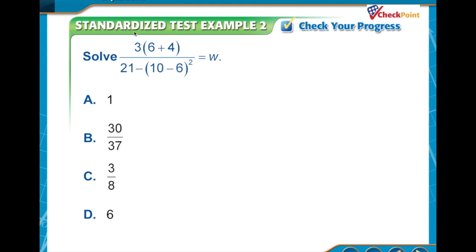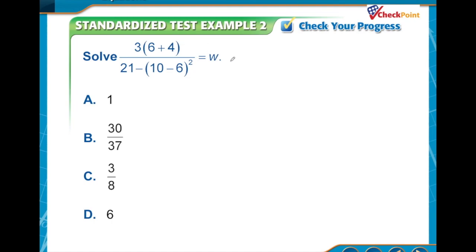So we have all of these numbers that we have to work with. We know that they're equal to our variable w. So we don't have to solve for w, it's already there. But what does w equal? Well, we have to simplify this whole expression here. So if we do what's in parentheses, we can work through this. So in the top, I know that this is 3 times the quantity 6 plus 4. And I know 6 plus 4 is 10.